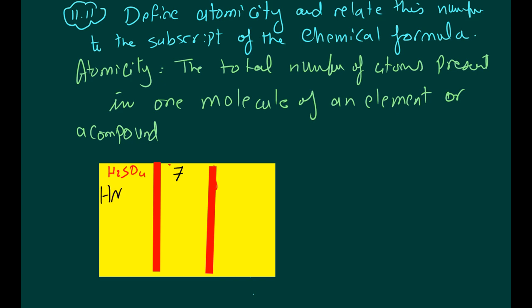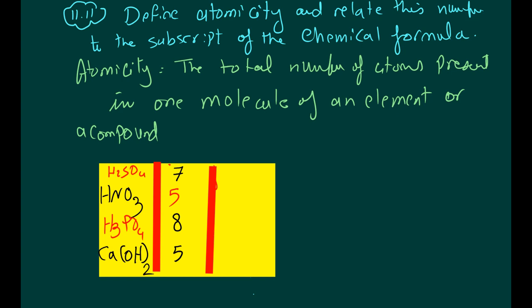What is the atomicity of HNO3? 1 plus 1, 2 plus 3, 5. What is the atomicity of H3PO4? 3 plus 1, 4 plus 4, 8. If we say CaOH2, I have 1 calcium, 2 oxygen, and 2 hydrogen. So total number is 5.